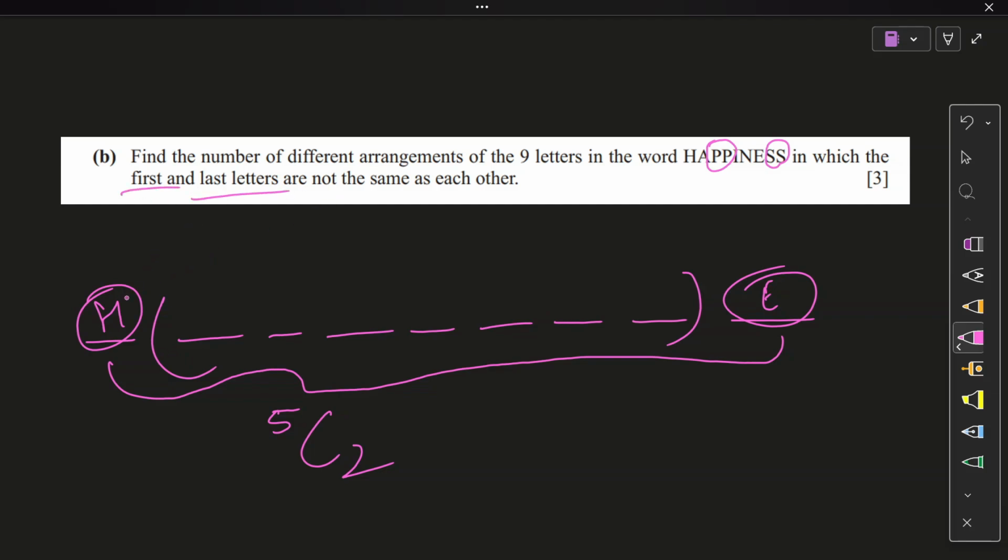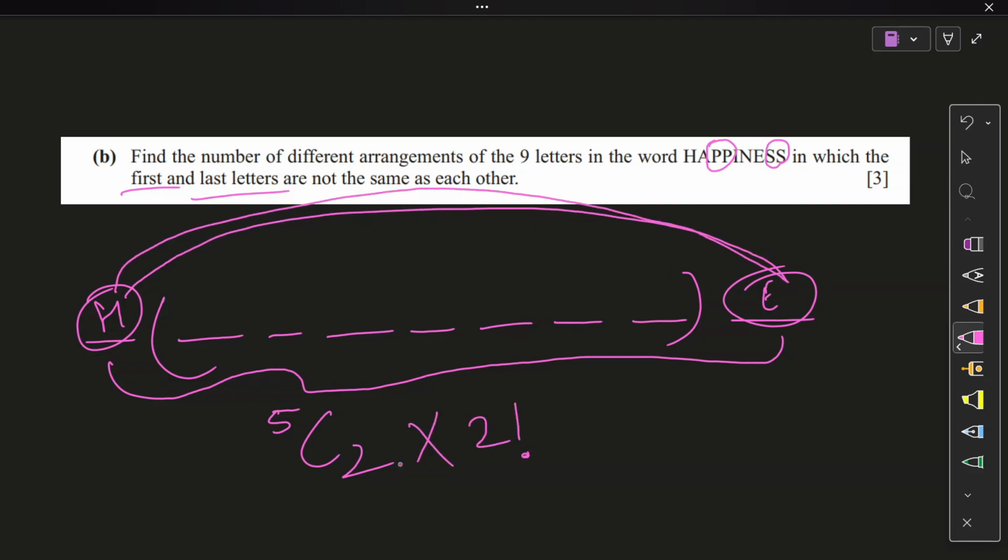Not the same as each other. So these two can also move about to give you a different arrangement each time. So this is going to be a permutation right here: 5C2 into 2 factorial. These two can be selected, stand there, and move about to give you a different arrangement each time, right?